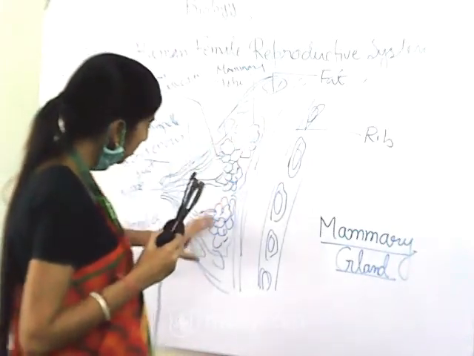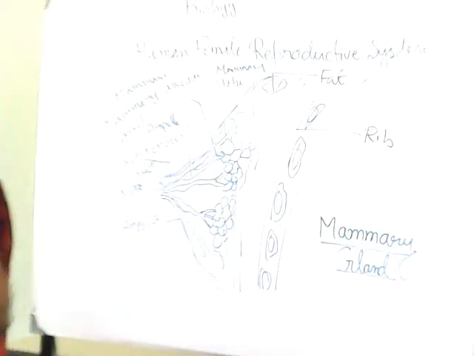So these structures are considered as mammary alveoli. These are clusters of cells, and the cells of the alveoli will secrete milk which will be stored in the cavities of the alveoli.